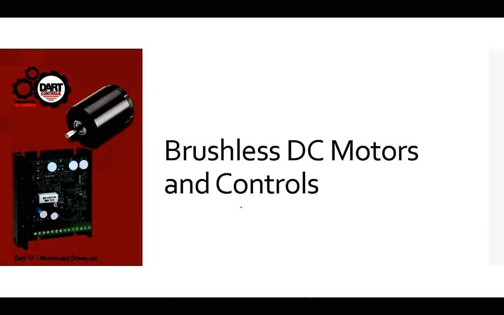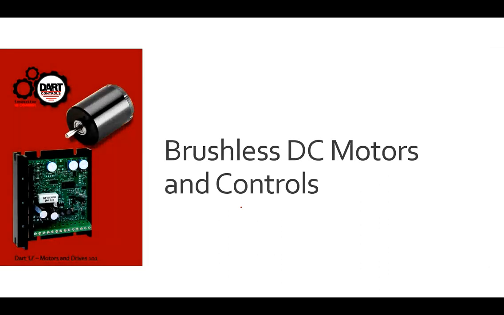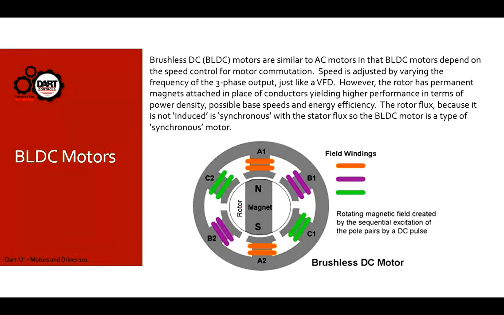Okay, so let's talk about brushless DC motors and controls. We're continuing to build on the electricity, the magnetic, the control principles we've already talked about. So this diagram should look very similar to the AC synchronous motor. In fact, it is very similar, except instead of having a squirrel cage rotor with conductors, we actually have a permanent magnet on the rotor. The stator of the motor, where we have the three-phase windings, is effectively identical to an AC motor.